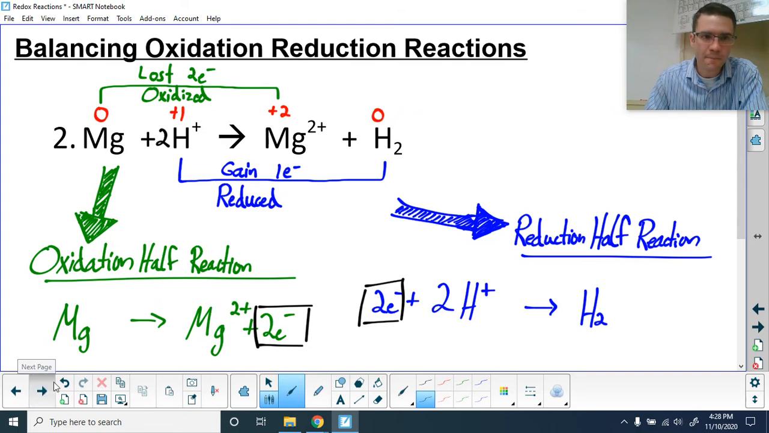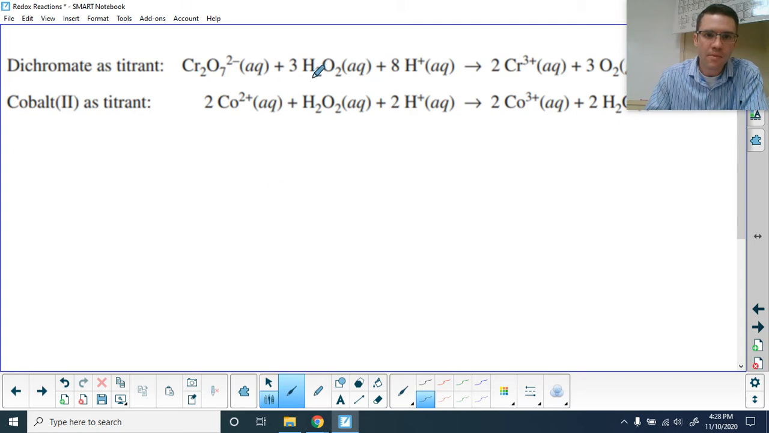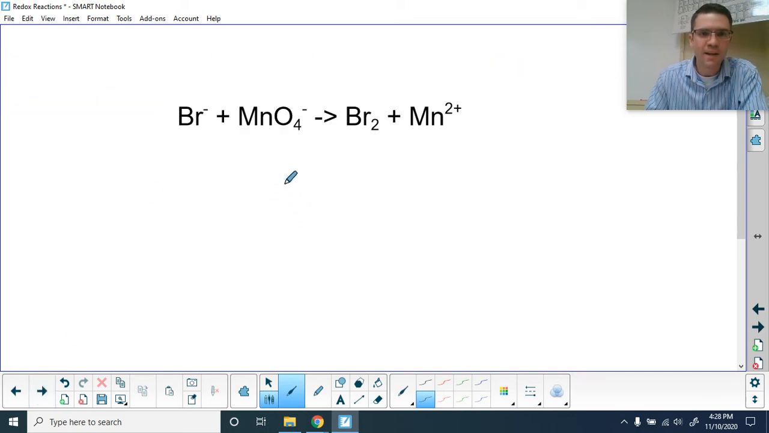Okay, so your next one, there's a bunch of steps for. You can cross this one off. This one shouldn't be in your packet. It's not a correct problem. Okay, so you can cross that one off. So here's your next one. Your next one asks you to balance this equation in acidic solution.